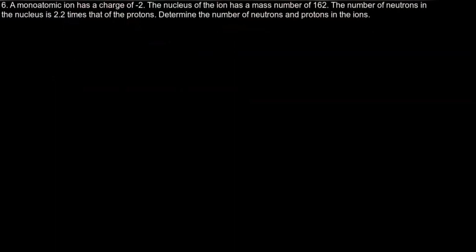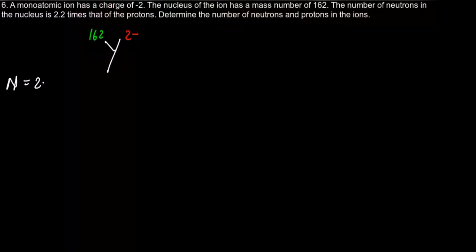Next question. A monoatomic ion has a charge of minus 2. Let the monoatomic ion here be Y. You can use anyone you want. It has a charge of minus 2, so I'll say 2 minus. The nucleus of the ion has a mass number of 162. This is the charge 2 minus, and you have the mass number, which is 162. The number of neutrons in the nucleus is 2.2 times that of the proton. This is what you have.